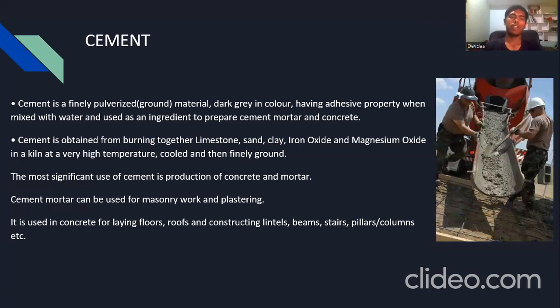Cement. Cement is a finely pulverized material, dark green in color, having a resistive property. Cement is one of the most essential materials used in construction. When mixed with water, you can use it as a cement mortar, and you can also use it for making concrete blocks or even concrete pillars. Cement is obtained from burning together limestone, sand, clay, iron oxide, and magnesium oxide at very high temperature, cooled, and then finely ground. This is how cement is prepared using a few elements.